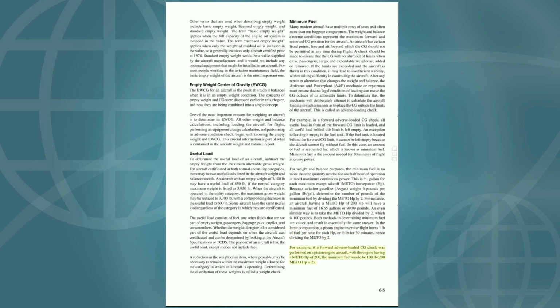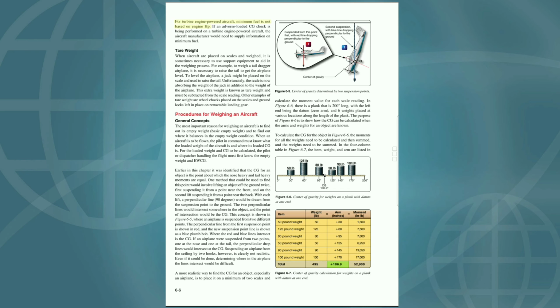For example, if a forward adverse loaded CG check was performed on a piston engine aircraft, with the engine having a METO HP of 200, the minimum fuel would be 100 pounds: 200 METO HP divided by 2. For turbine engine powered aircraft, minimum fuel is not based on engine HP. If an adverse loaded CG check is being performed on a turbine engine powered aircraft, the aircraft manufacturer would need to supply information on minimum fuel.